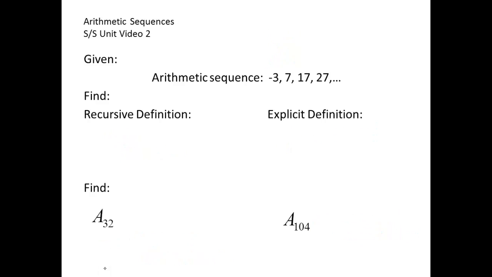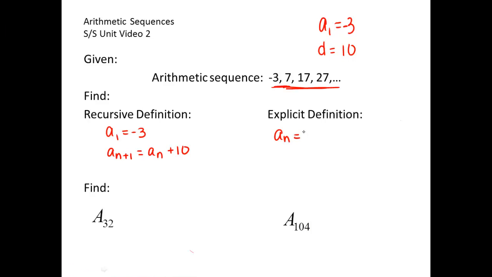Let's try another example. Okay, this sequence, negative 3, 7, 17, 27. So let's start by writing the things we need to know. My first term is negative 3, and my common difference is 10. Okay, so be careful here so you don't get any confused. It's not 4. You want to look and make sure across everything that there is a common difference. We got 10. Okay, recursive definition says take the first term, and then if you want to find the next term, you're going to take the one you're given and add 10. My explicit definition says to find any term, you're going to take the first and you're going to add the common difference times n minus 1.